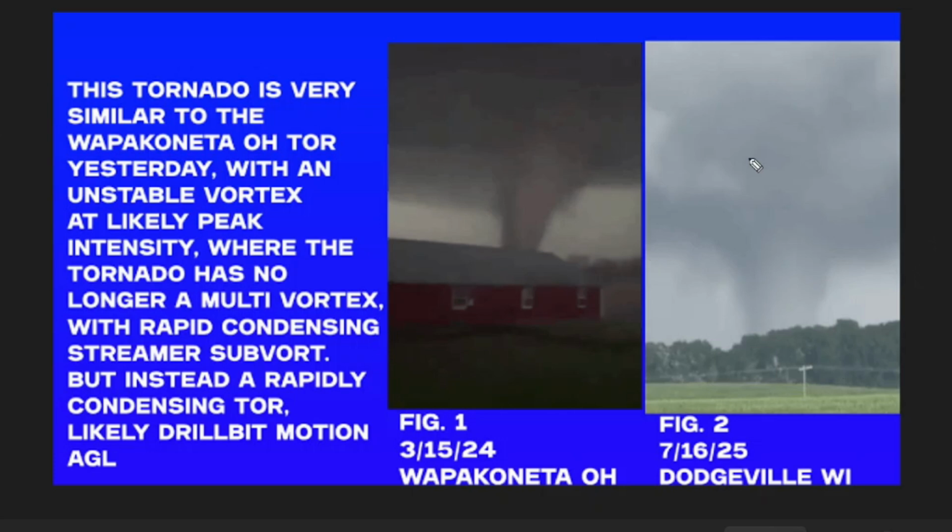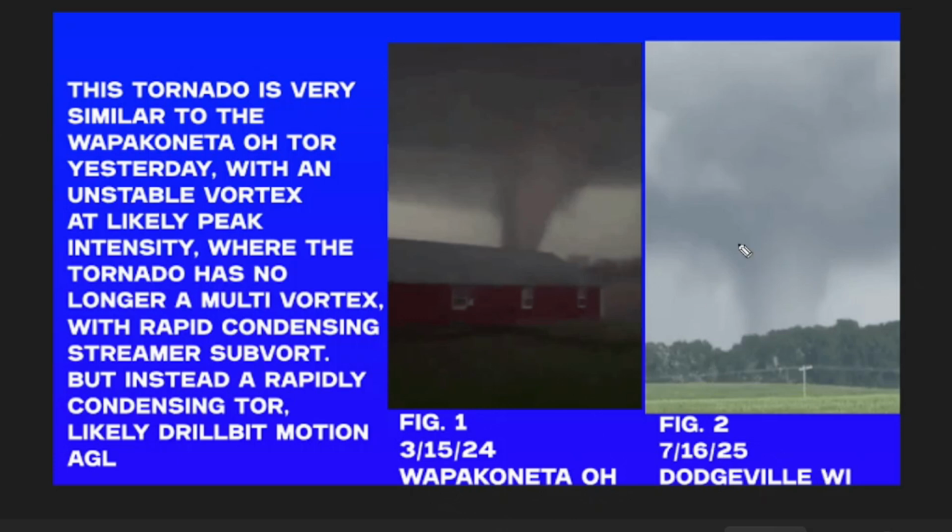this vortex dynamics, and it's going to be relatively short, hopefully. Last time I said it would be short, but it was quite long. Nonetheless, this diagram is what we're going to be using a lot to reference. On figure 1 we have the date of 15th of March 2024, which is the Wapakoneta, Ohio EF3 tornado. And then you've got the Dodgeville, Wisconsin tornado.